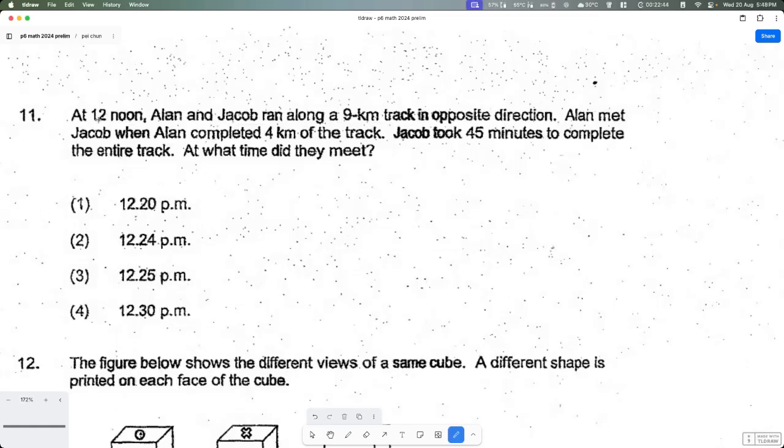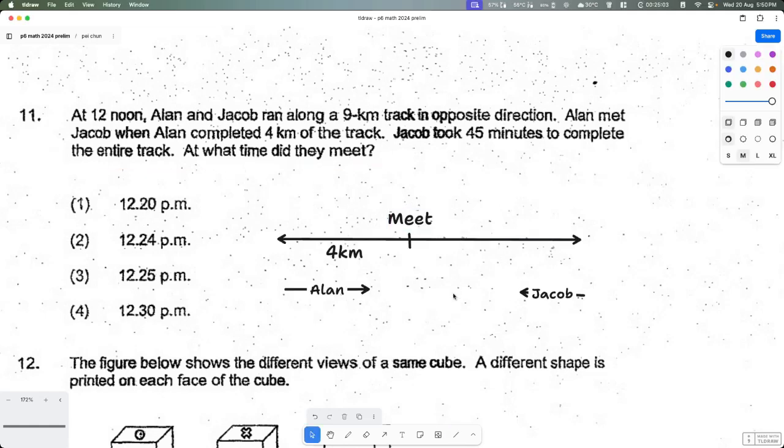All right, so question 11. At 12 noon, Alan and Jacob ran along a 9 km track in opposite directions. Alan met Jacob when Alan completed 4 kilometers of the track. Jacob took 45 minutes to complete the entire track. At what time did they meet? All right, so visually it looks something like this. So Alan and Jacob met at 4 kilometers. So that means Alan ran 4 kilometers and Jacob ran 5 kilometers as well. Jacob took 45 minutes to complete the entire track over here.